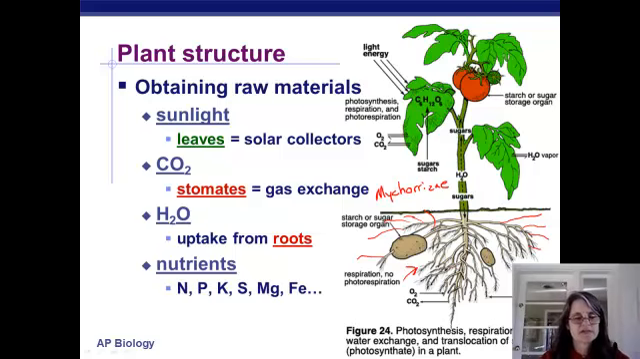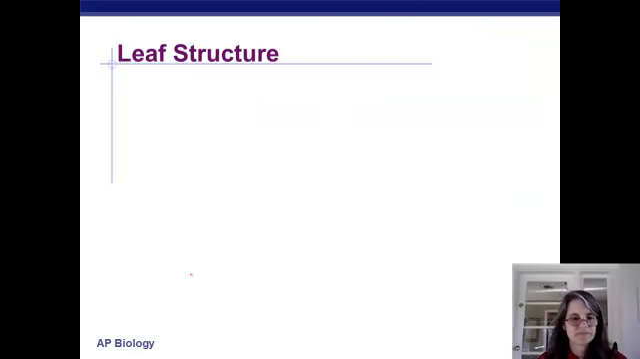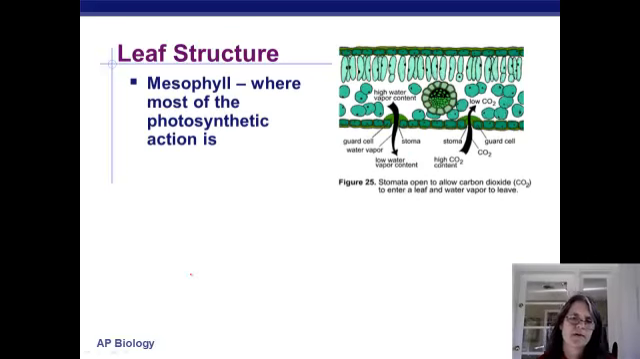And then nutrients, things that are in addition to CO2 and water, but that they still need. Potassium, sulfur, magnesium is really important in making chlorophyll. All these things, they take that in from the soil as well, in the roots. Now, leaf structure is really, really important. Mesophyll is the middle of the leaf.